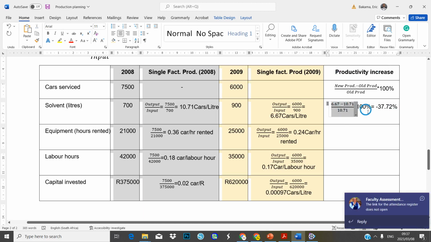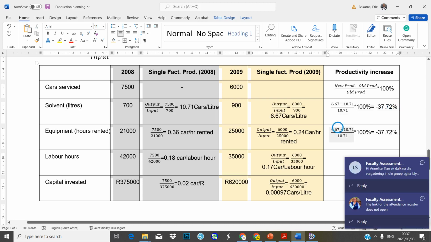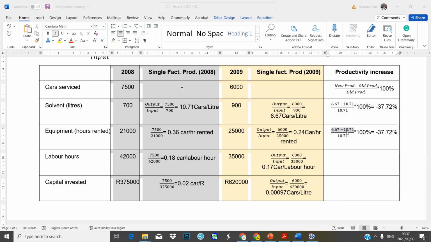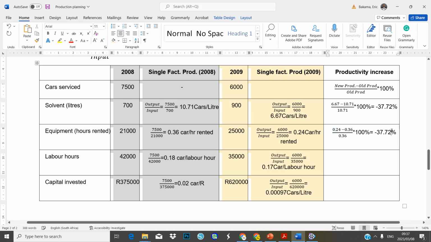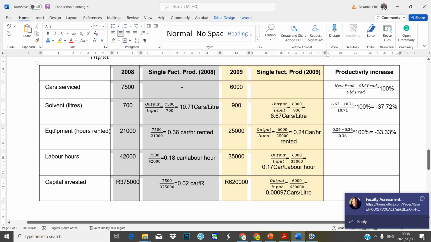Now we will do the same for the remaining values, just to have an idea of what happened in the productivity. For this other one, we take 0.24, the new one, minus 0.36, the old one, divide by 0.36, and multiply by 100. That gives you a value of negative 33, which still means a decrease of 33% compared to what has been done before. So the principle is still the same.